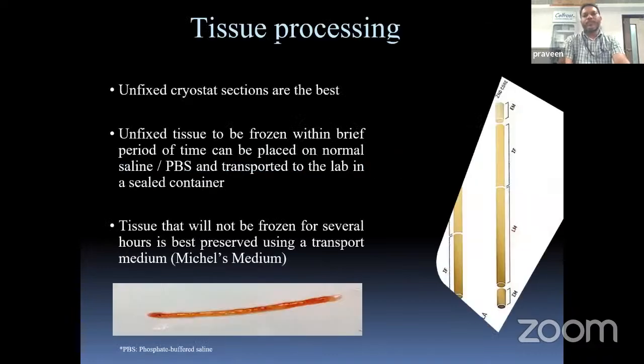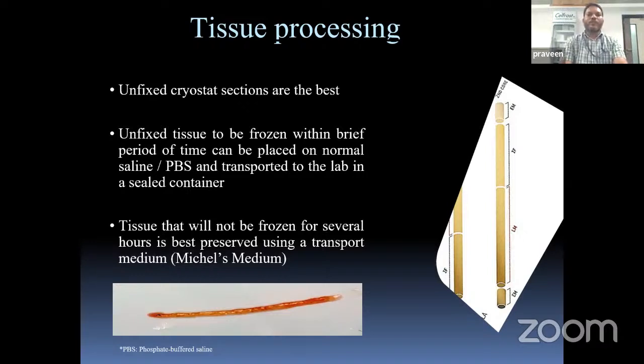Now, immunofluorescence is histopathology. So when we are receiving the renal biopsy in our laboratory, it is unfixed. It is in normal saline, which is best for sectioning the frozen section. Unfixed tissue we froze within a brief period of time can be placed in normal saline and phosphate buffer to transport to the lab in a sealed container.